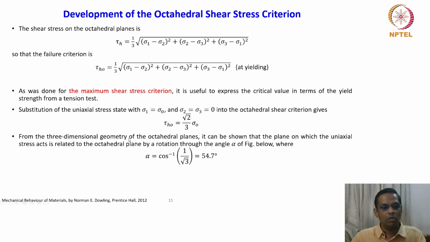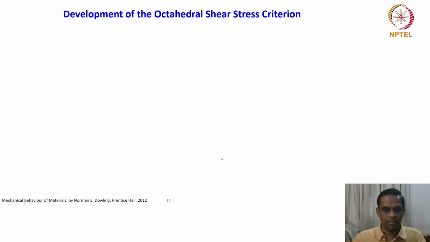From this three-dimensional geometry of the octahedral planes, it can be shown that the plane on which the uniaxial stress acts is related to the octahedral plane by a rotation through an angle alpha, in the figure we have seen here below, where alpha is cos to the power minus 1 of 1 by square root 3, which is nothing but 54.7 degree. Okay, so this is the angle with which it is oriented with respect to the tensile axis.